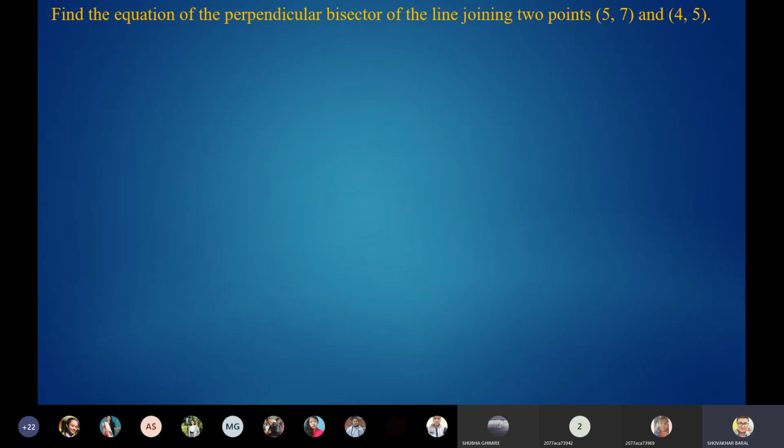Please copy this question. The question is, find the equation of the perpendicular bisector of the line joining 2 points (5, 7) and (4, 5). This is the question. I think we haven't discussed this question in the last class. Equation of the perpendicular bisector we need to find here.